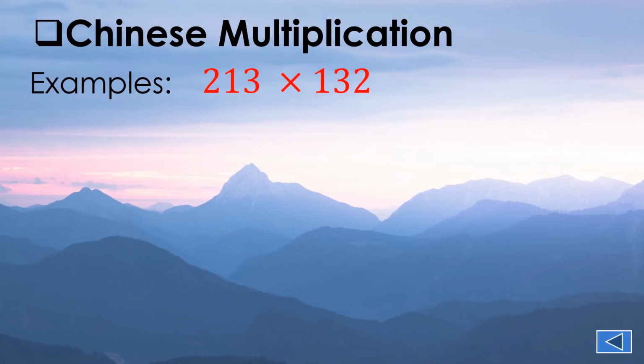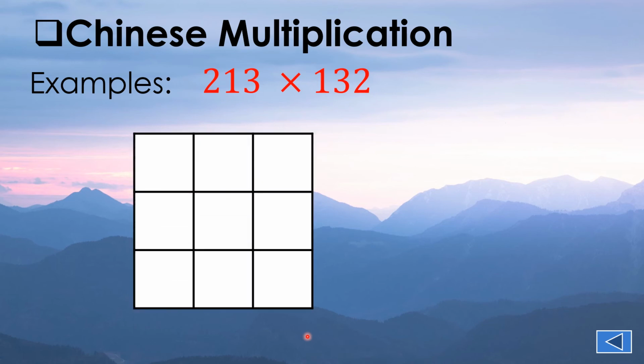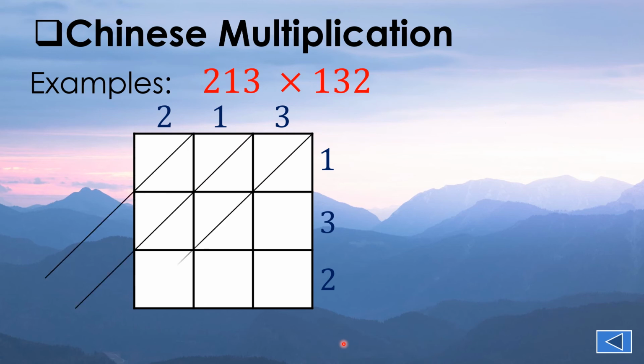Ngayon, gamitin naman natin ang Chinese multiplication. So since pareho silang 3-digit numbers, so kailangan merong 3 rows at 3 column. Ayan. So, isulat natin ang 213 dito sa taas. So, magiging 2, 1, 3. Next, sa kanan naman, pababa, is yung 1, 3, 2. So, mag-draw na tayo ng diagonal lines sa bawat squares. Ayan. And then, proceed na tayo sa multiplication.